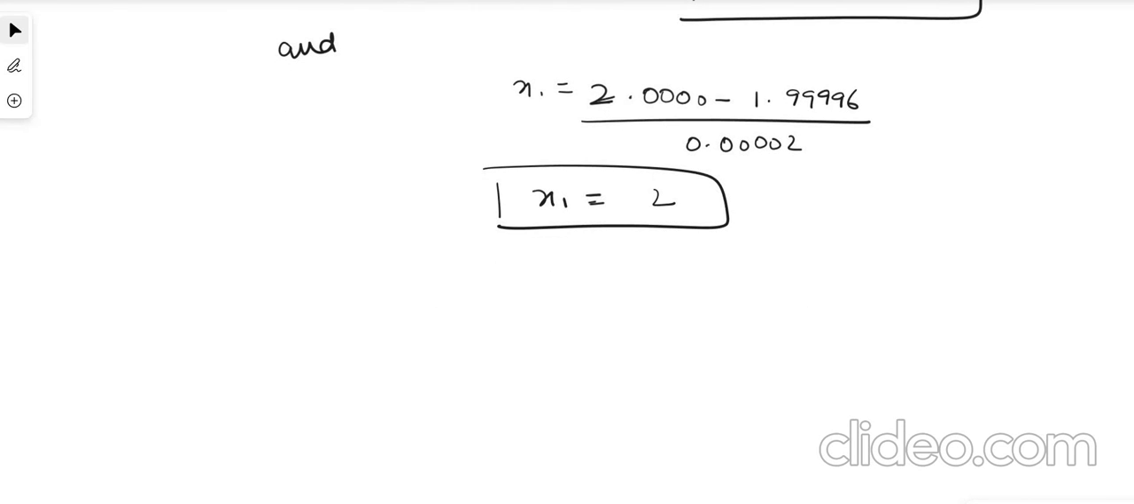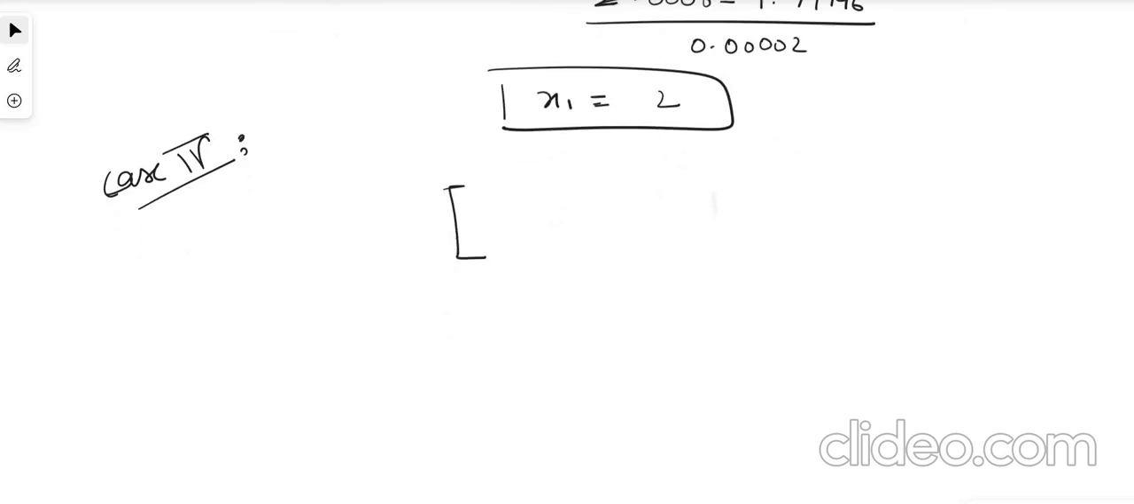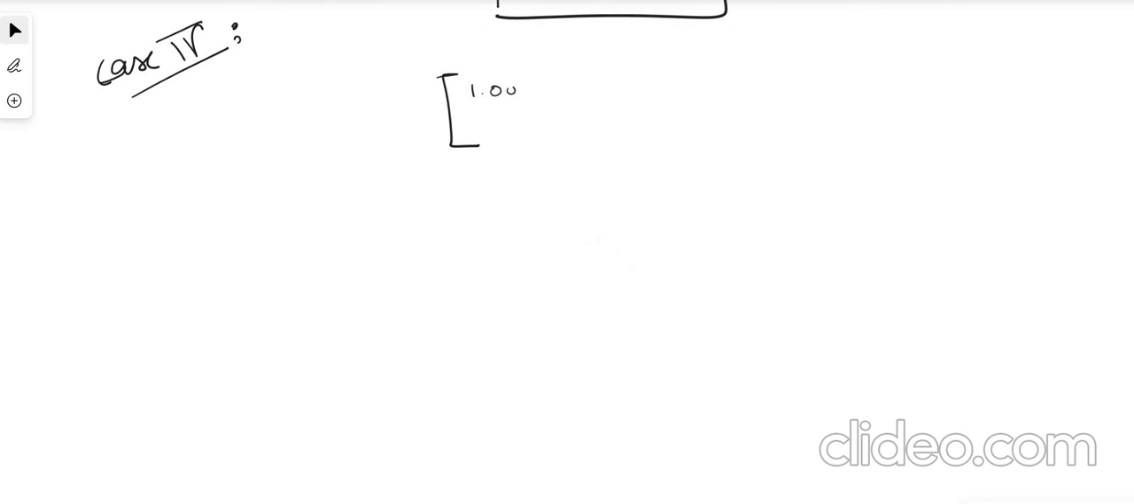Now we will look at case 4, and we will perform the same operations as we did in case 1, case 2, and case 3 to obtain the values of x1 and x2 in case 4. The given matrix in case 4 will be 1.000, 2.000, 4.000, 0.2 e 4, 2.000, and 2.000.